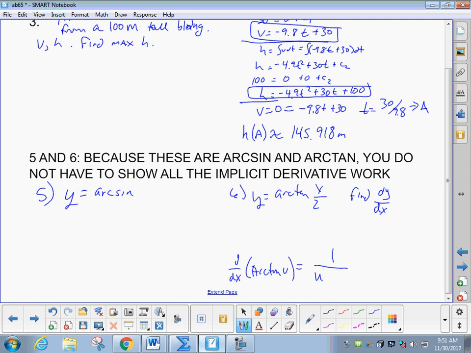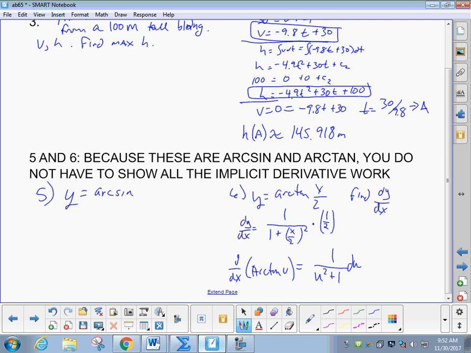Yeah, u squared plus 1 or 1 plus u squared. And then you'd have to take the derivative of the inside if there's a chain rule component, right? So in this case, dy dx is 1 over 1 plus whatever squared. What is the u? X over 2. Is there a chain rule component to this? Yeah, so what's the derivative of the inside? 1. Okay. So that's enough for that.